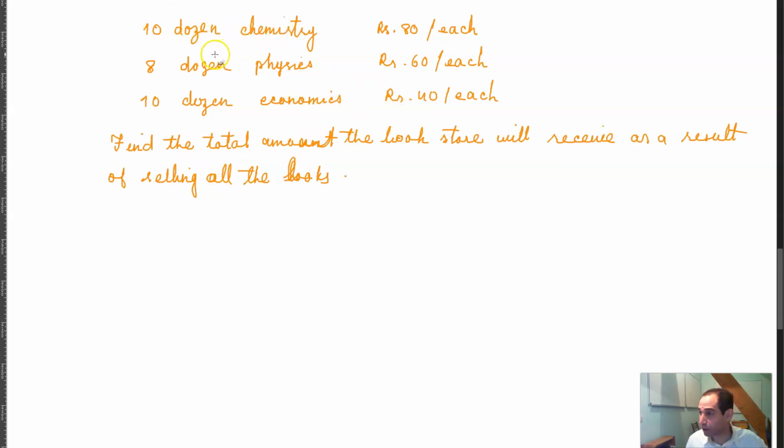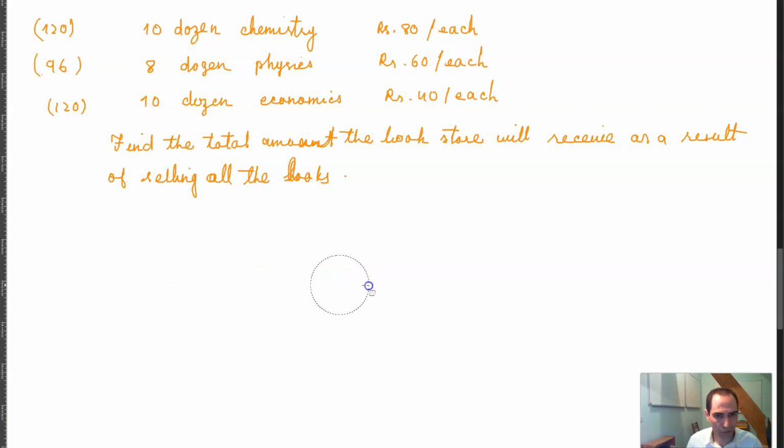then you have 10 dozen chemistry books. Now 10 dozen means 120, I suppose, because a dozen means 12, right? So 10 dozen means 120, 8 dozen means 8 times 12, and 10 dozen is 10 times 12. So that means that you have 120 books here. What is 8 times 12? 8 times 12 is equal to basically 80 plus 16, which is equal to 96. And 10 dozen is again 120.